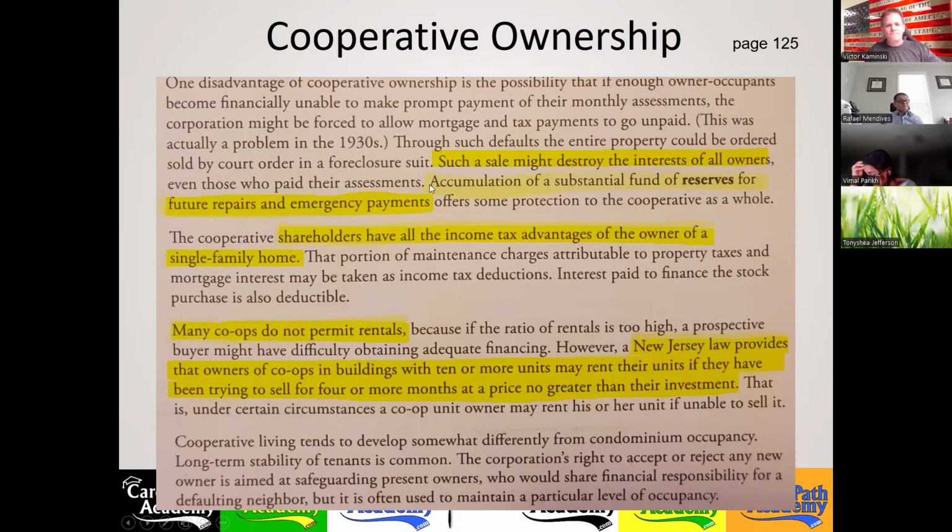So, such a sale may destroy the interest of all the owners, even those who paid their assessments, their monthly fees. Accumulation of substantial funds of reserves for future repairs and emergency payments. Okay, so there's your definition for reserves. Add that to your definition list. It applies to both condos or co-ops. Reserves. What are reserves? It's an accumulation of substantial funds for future repairs and emergency payments.